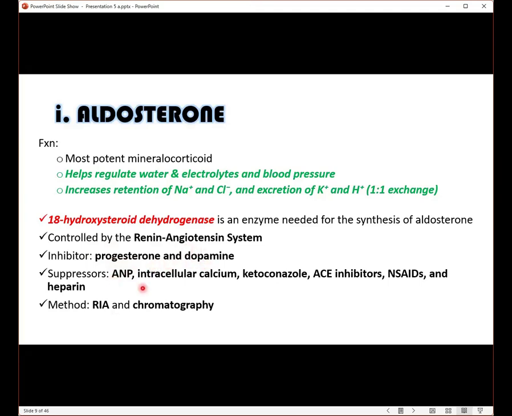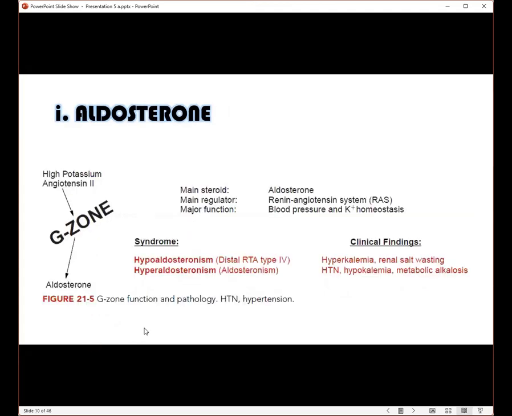And for the suppressors, we have the ANP, intracellular calcium, ketoconazole, ACE inhibitors, NSAIDs, and heparin. So the methods for assay would be RIA and chromatography. Okay? So aldosterone is found in the zona glomerulosa. The main steroid is aldosterone. The main regulator is the RAS, or the renin-angiotensin system. And the major function would be blood pressure and potassium homeostasis.